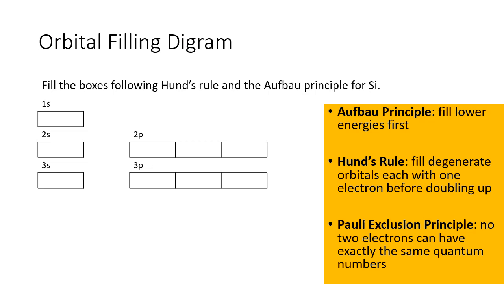Which brings us to the orbital filling diagram. What are these suckers? We're going to fill the boxes according to Hund's rule and the Aufbau principle for silicon. So the first thing we have to know, how many electrons does silicon have? So we look at our periodic table, and our periodic table tells us that silicon has 14 electrons. So we're going to start filling these. And I would like you to try. Now, there's two things that you need to know. So for Hund's rule, it says we fill degenerate orbitals 1 electron at a time before doubling them up.